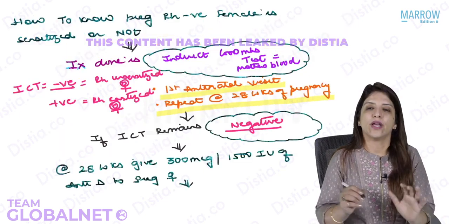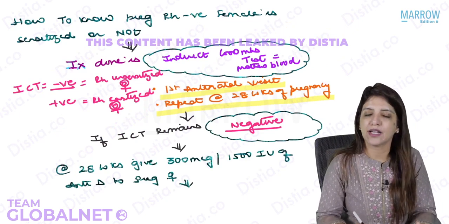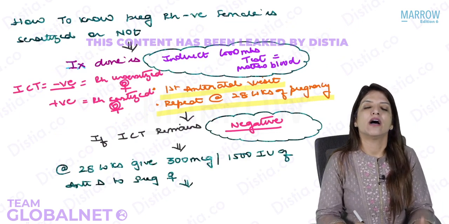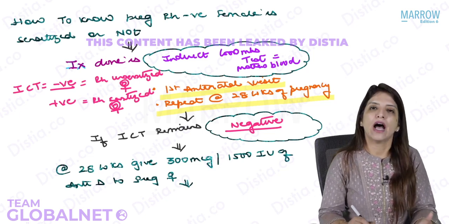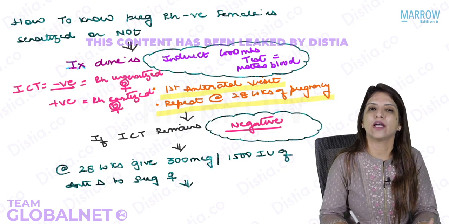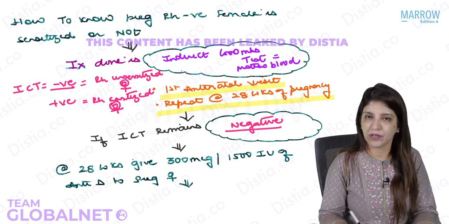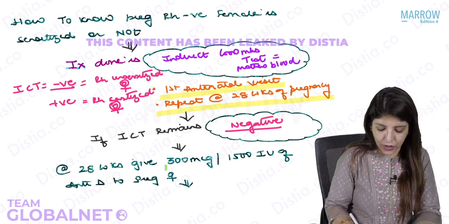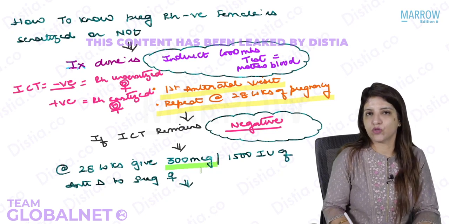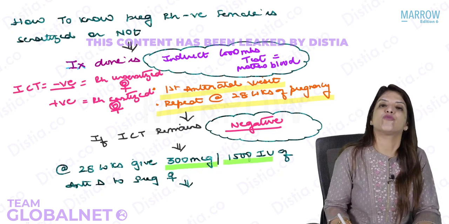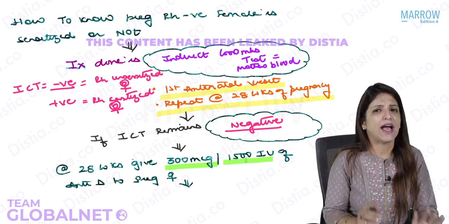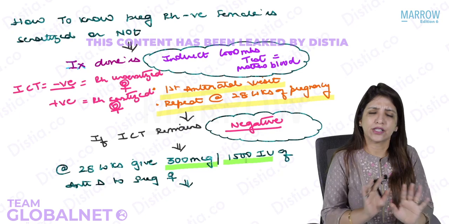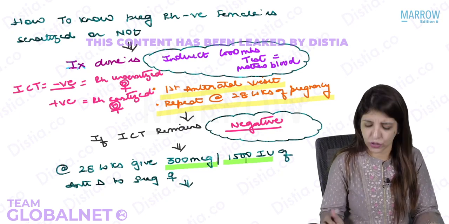Right? So if the pregnant Rh negative female's indirect Coombs test is negative at 28 weeks, I am going to give her anti-D. Right? How much anti-D am I going to give? 300 micrograms of anti-D, which is the same as 1500 international units of anti-D. And then I can be sure that now no more complication is going to happen.